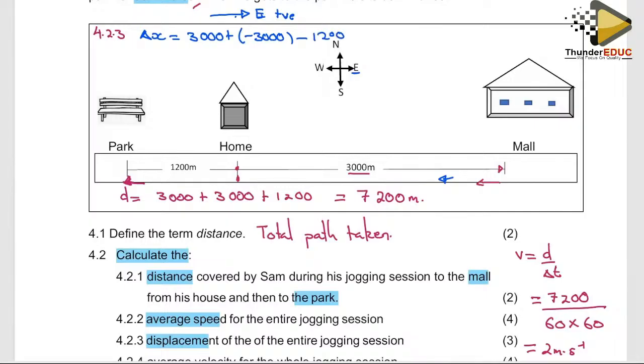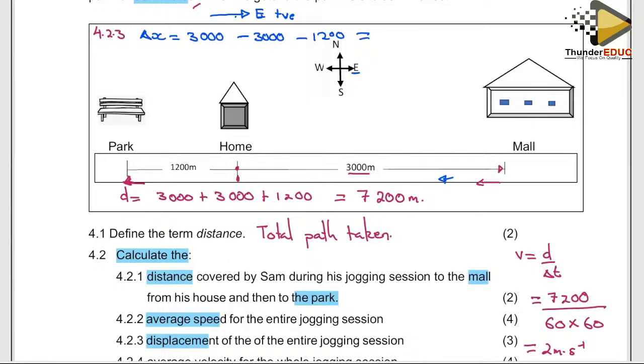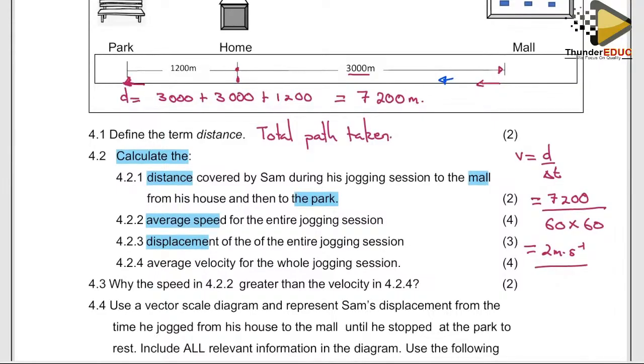If I expand my bracket, a plus multiplied by a negative gives me a negative. So my answer is 3,000 minus 3,000, which is 0, then minus 1,200. So my answer is negative 1,200 meters. We chose east as positive, therefore we're getting a negative value, which means he's heading in the opposite direction. So my final answer is 1,200 meters to the west, or to the left. That's how we calculate 4.2.3.